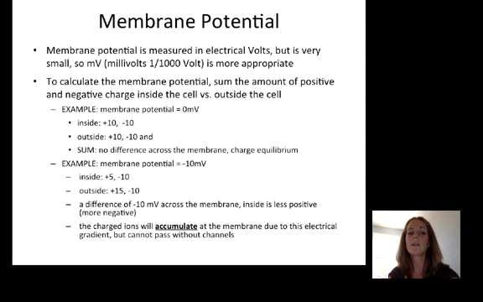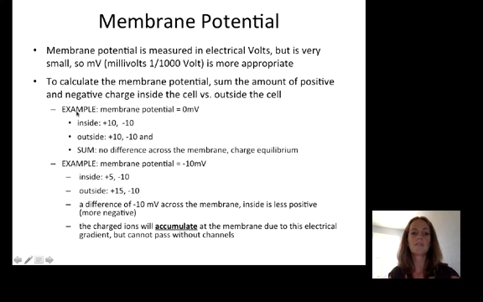Here we're just going to give you examples of differences in charge across the membrane. So the easiest way to do this is to look at the total amount of positive and negative charges inside the cell versus outside the cell.